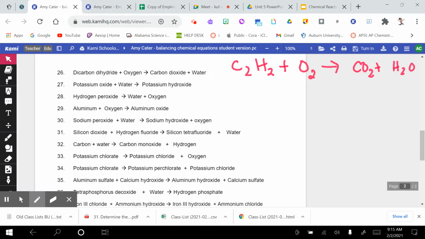Okay, so let's go in here. Which one do you want to balance first? Carbon. All right, just try carbon. We got 2 on the left. How many do we have on the right? How am I going to fix that? Put a 2 here. All right. I put a 2 in front of CO2.